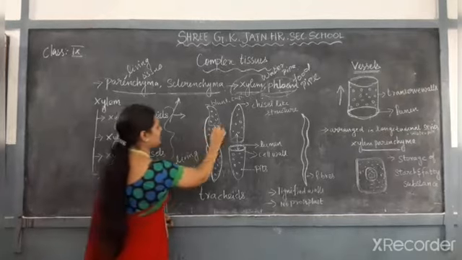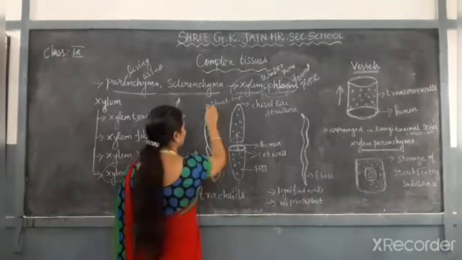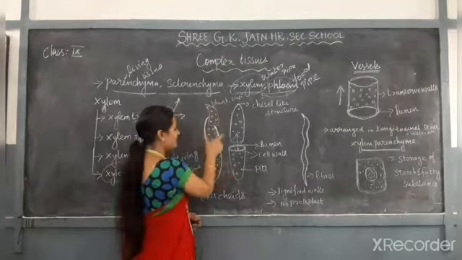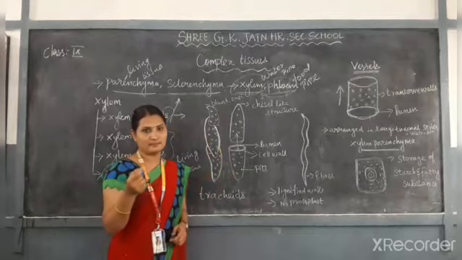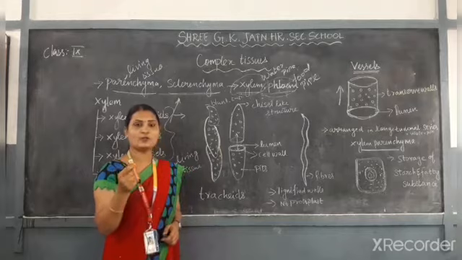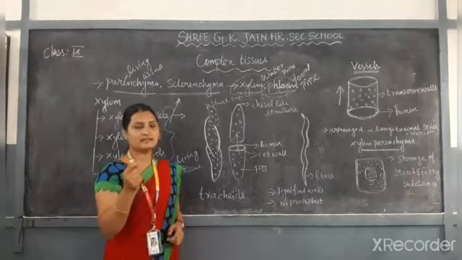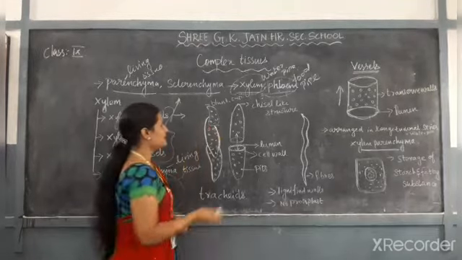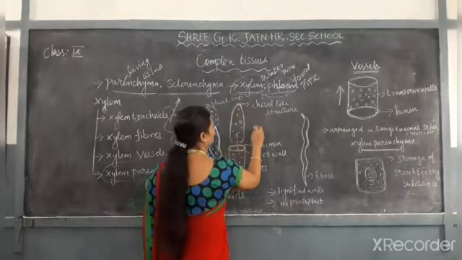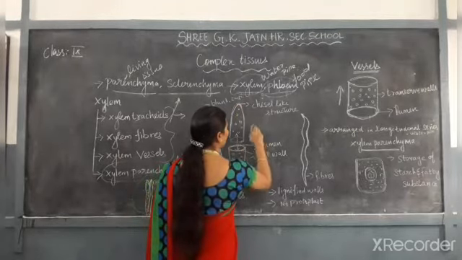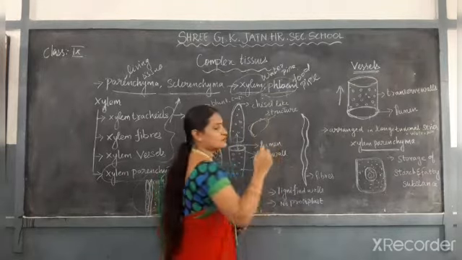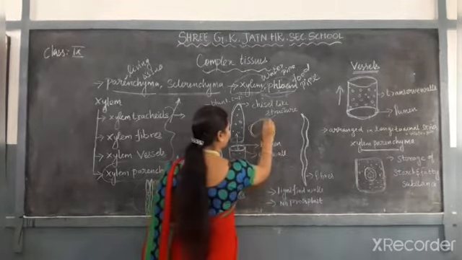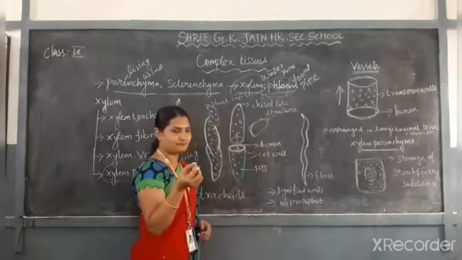If you take this in detail, the tracheid has blunt and tapering ends, and it looks like a chisel structure. A chisel is an instrument used to chip wood. So the tracheid has a structure like that.